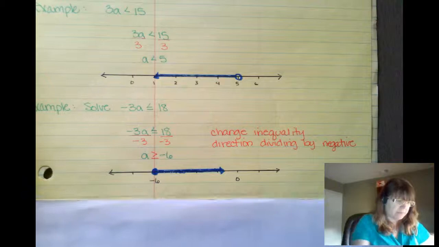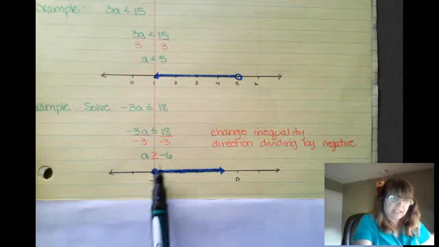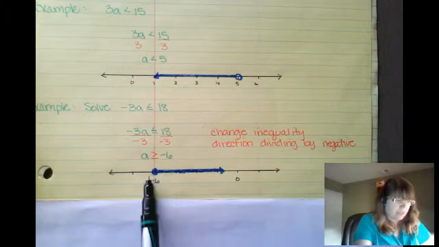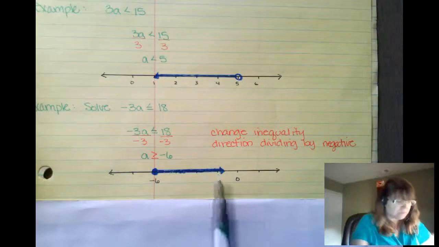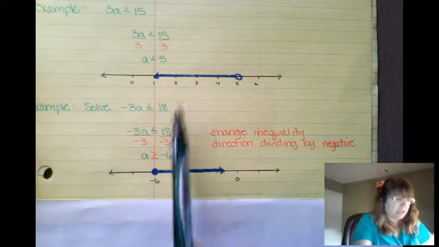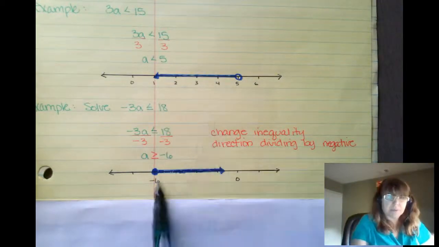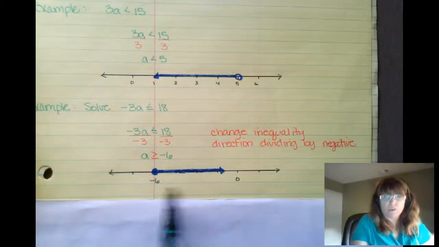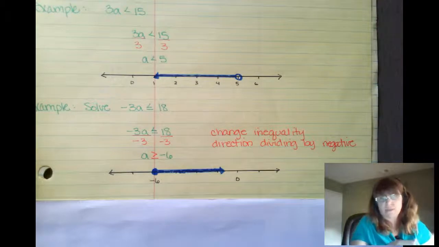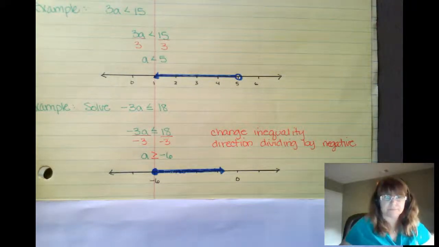So on the number line, it's negative 6, and it does include negative 6 because there is equality in here. And it's greater than, so it's everything to the right. Now you notice my number line, I've skipped some numbers. As long as I have enough information for you to understand what direction it's pointing in, that's okay. I don't need 100 numbers to figure out what direction this is heading.